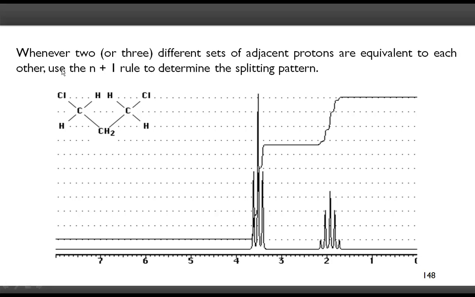Okay, whenever two or three different sets of adjacent protons are equivalent to each other, we can use the n+1 rule to determine the pattern. So we have 2 plus 2, 4. Because of this 4, this is split in 5 ways, so this is a pentet. And this CH2 is a triplet, and so is this one, but these two are chemically equivalent, they have the same chemical shift, so they come at the same place. So the integration would be a 2 to 4 ratio. That's what is seen here. So this is the NMR for this dichloropropane.